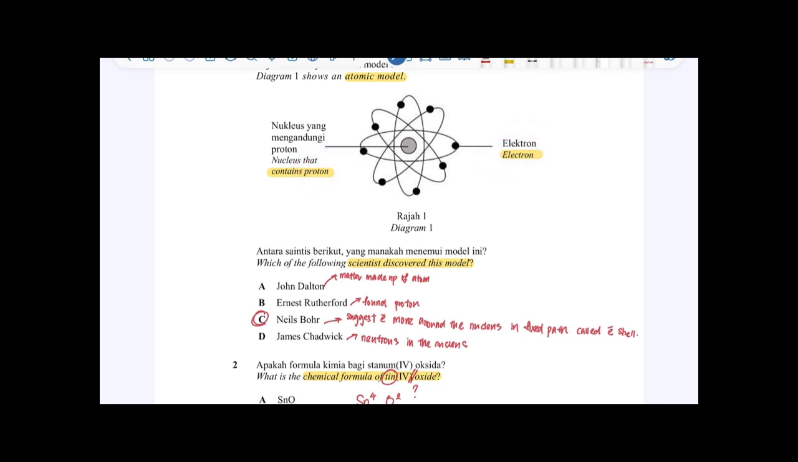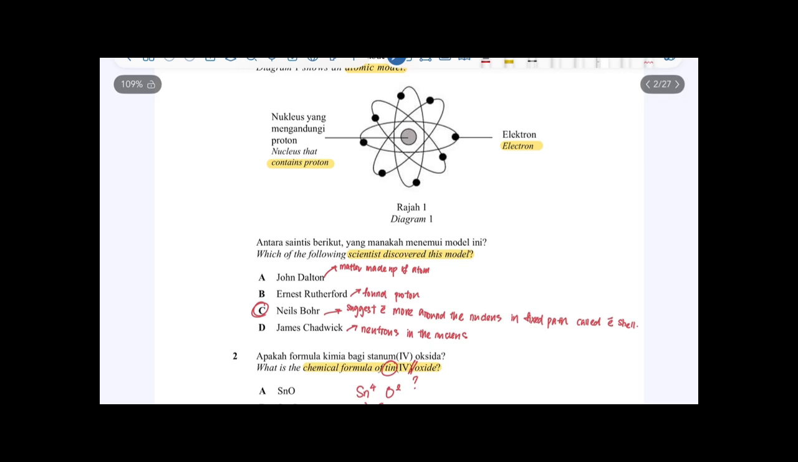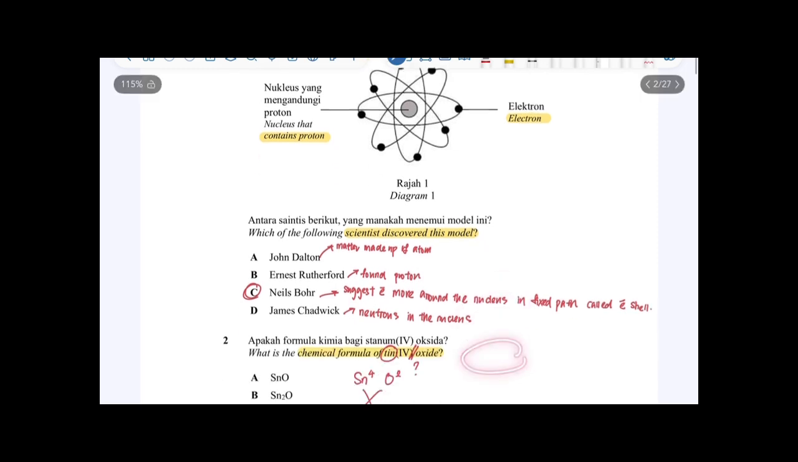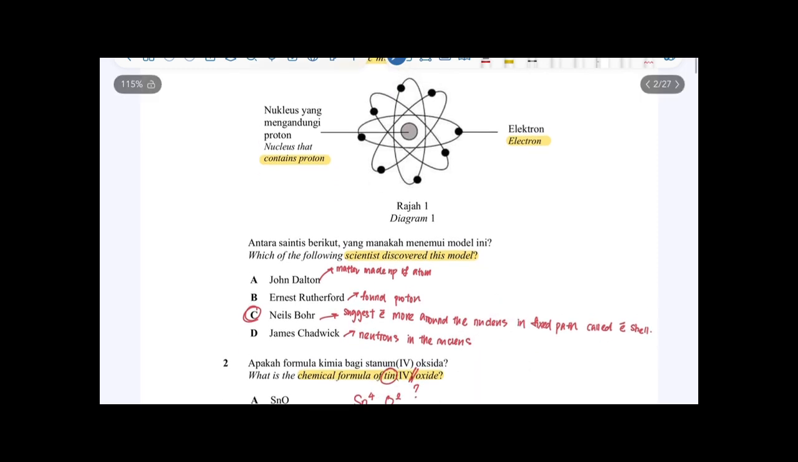Meanwhile, for Ernest Rutherford, he found that the proton is in the nucleus of the atom. But even though it mentioned the proton, this scientist did not find the electron. Meanwhile, C is Niels Bohr, who suggested that electrons move around the nucleus in a fixed path called the electron shell. So obviously this is the answer, because it mentions the electron together with the proton around the nucleus. James Chadwick found the neutrons in the nucleus.